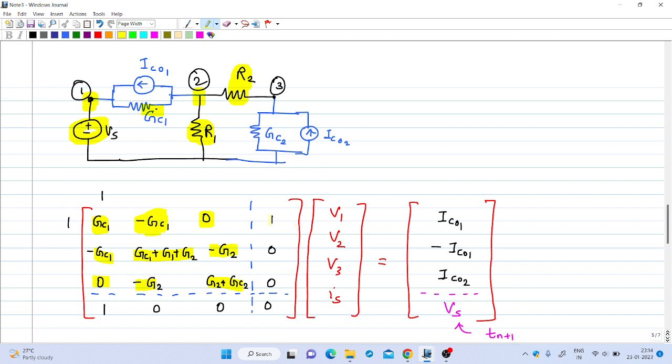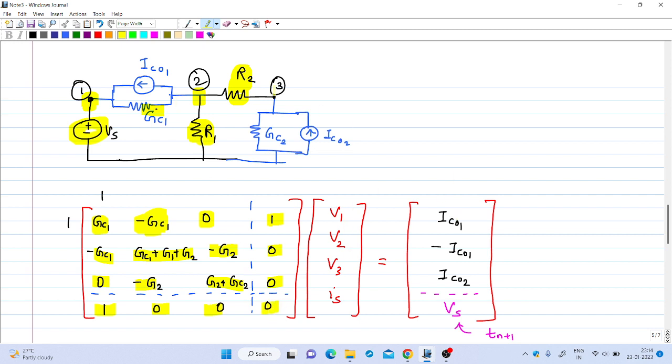And this independent source Vs is connected between node 1 and ground. So in this there will be an entry of 1. Positive terminal is connected to node 1, so there will be plus 1. Negative terminal is connected to ground, so the other entries are zeros, and the transpose of this will appear here: 1 0 0. And since there are no dependent sources, this D matrix will be 0.